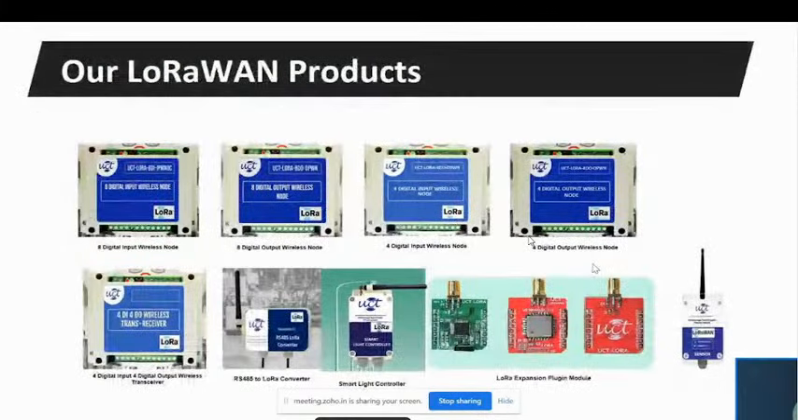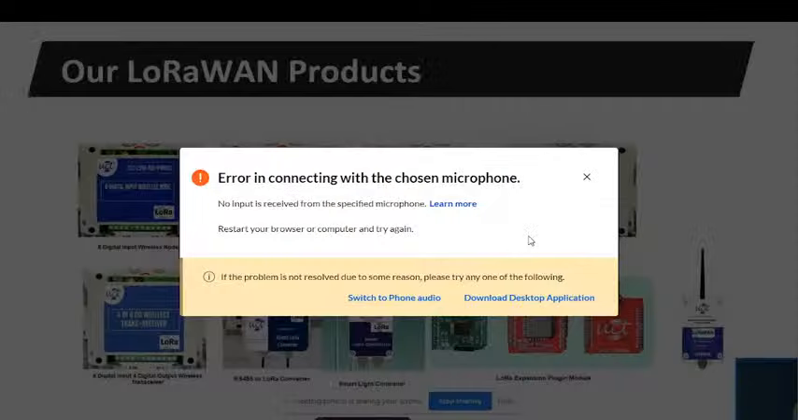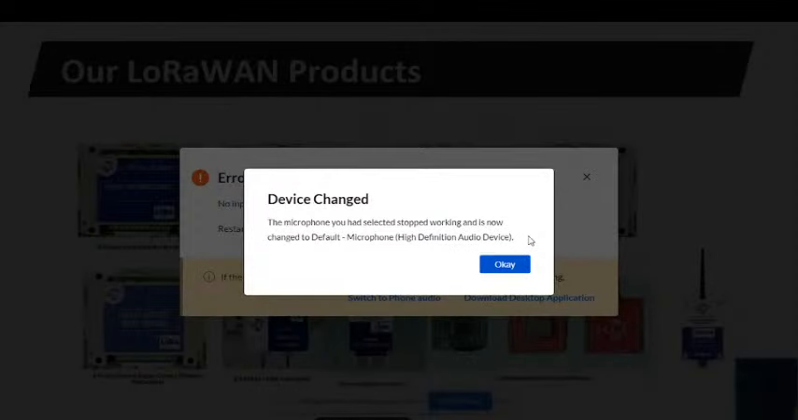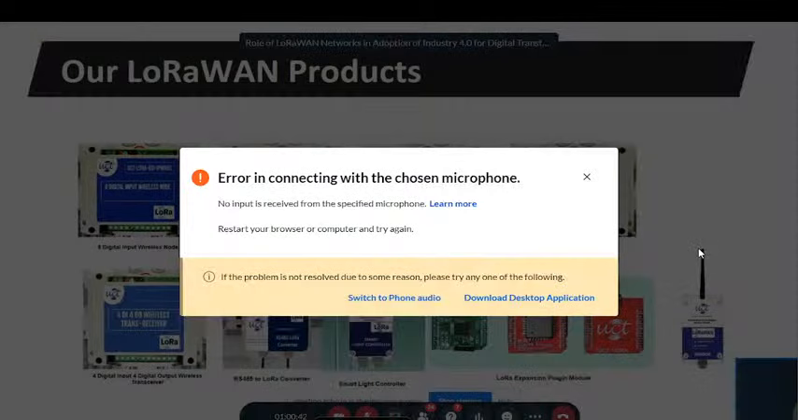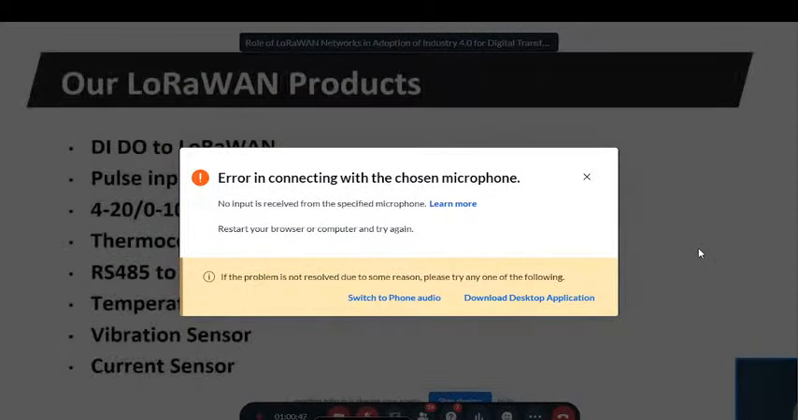So here are some of our LoRaWAN products. And we also provide LoRaWAN expansion plugin modules. So any OEM or manufacturer can utilize these and make their own products also. So here are some of the inputs and sensors we are currently supporting.